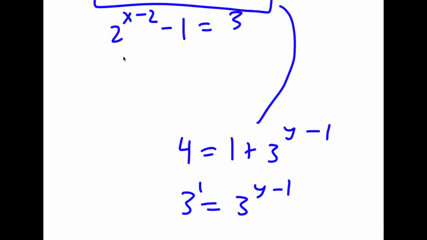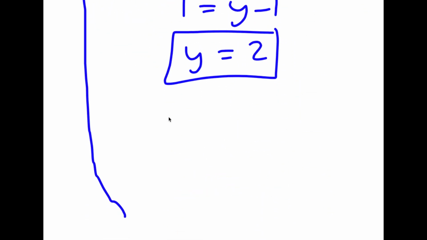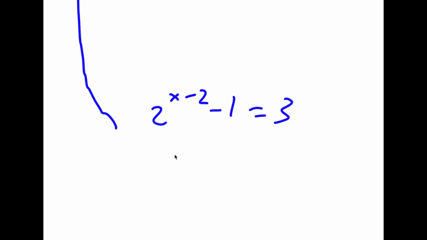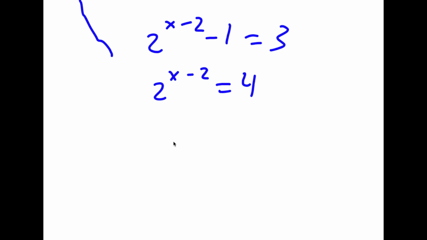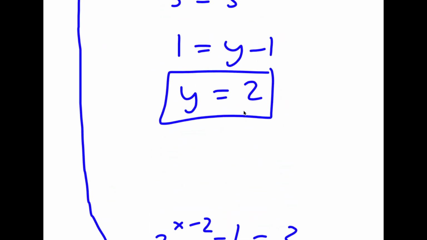Now for my second equation, I have 2^(x-2) - 1 equals 3, meaning 2^(x-2) is equal to 4, and x is equal to 4. So x equals 4 and y equals 2.